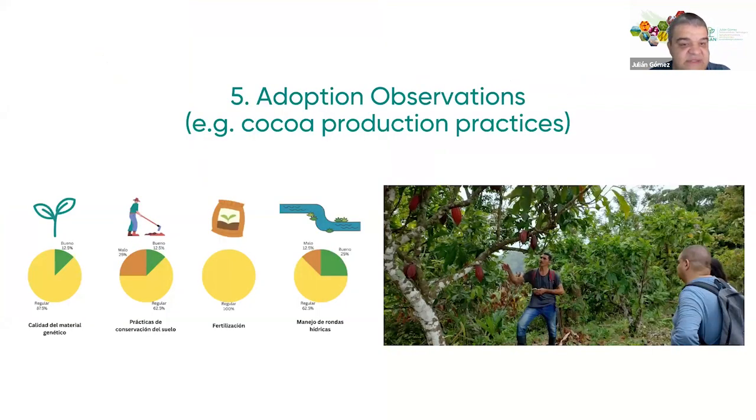Please go to the next slide. That would be the adoption observations. The adoption observations is a methodology developed by Mars and gives us a very simple framework with 21 questions that enable us to observe the state of the farm in specific practices.